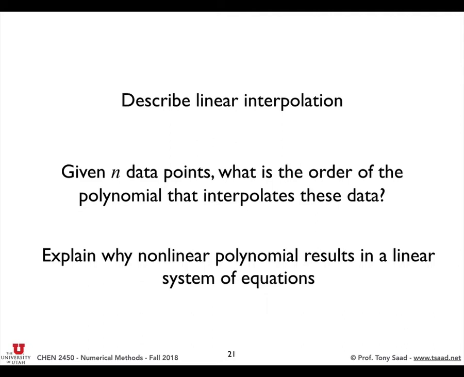Okay, so if you are given 2 data points, linear interpolation is going to work between 2 data points. You have x1, y1, x2, y2, and you're trying to find a value in between. So that's where linear interpolation works. Okay, given n data points or data point pairs, so x1, y1, x2, y2, a collection of points, what is the order of the polynomial that interpolates these data? N minus 1.